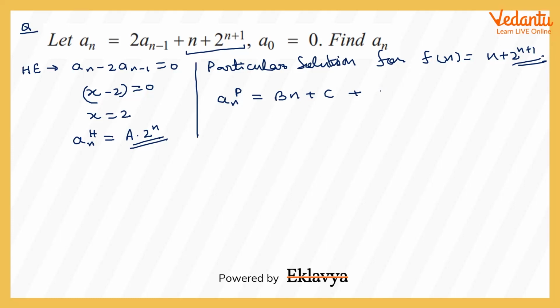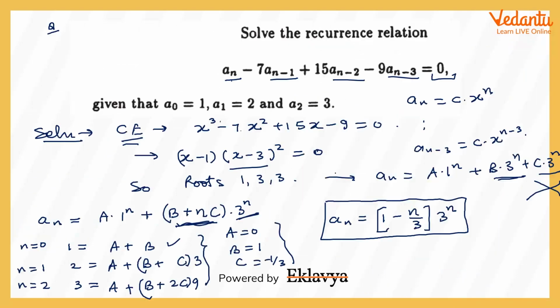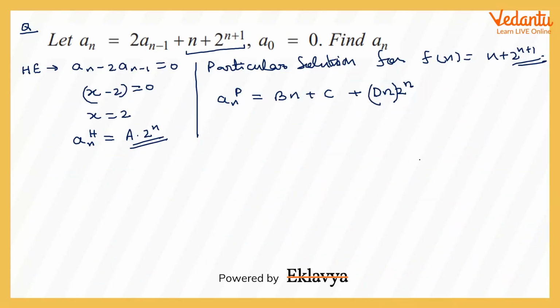So here it will not be just d into 2 power n, but it will be d into n into 2 power n. I think I have done this thing 2 times before. In one question immediately before, where I took n into c, and before that in that cubic also, where I took b plus nc. So wherever repeated roots are there, you have to take it this way. So my complete solution of an would be a into 2 power n plus bn plus c plus dn into 2 power n. So that will be my complete solution.